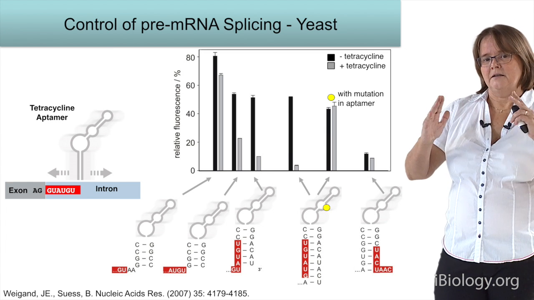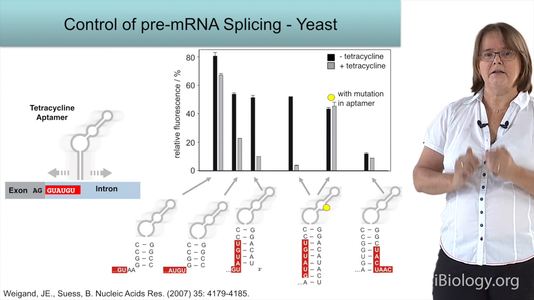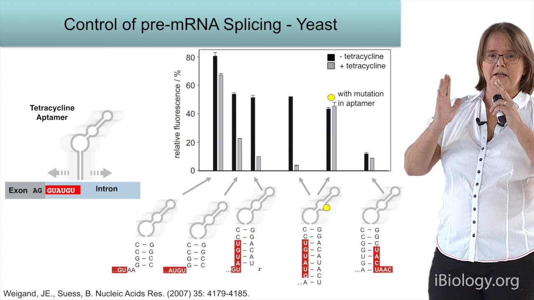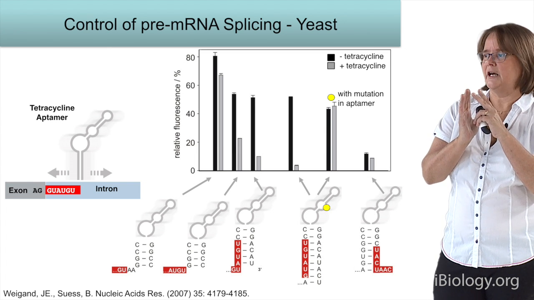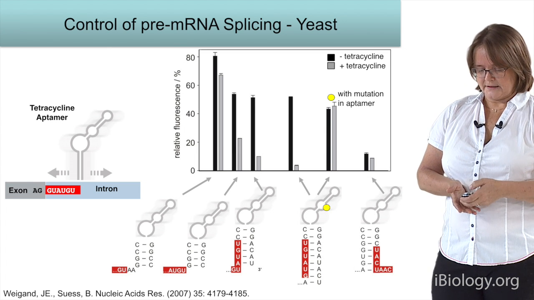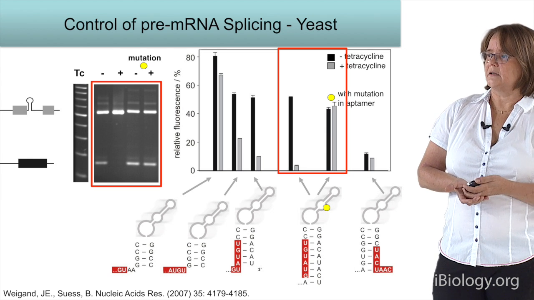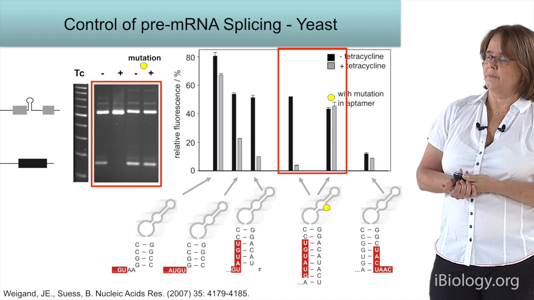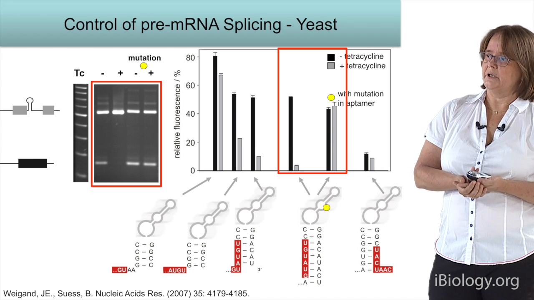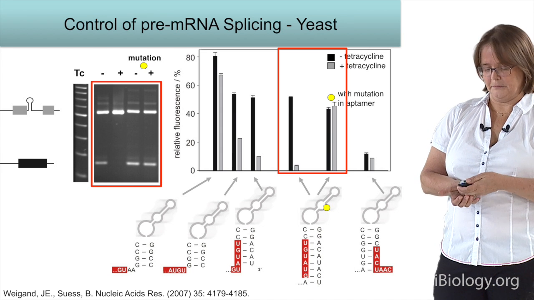And we think that there is a certain breathing of this closing stem, and after binding of tetracycline, you inhibit this breathing, and then the splice site is not accessible any longer. And here you can see that you indeed, on the level of RNA, can distinguish between the construct without and plus tetracycline.